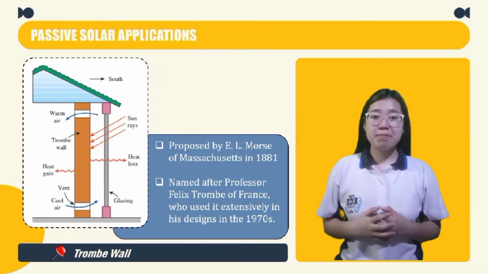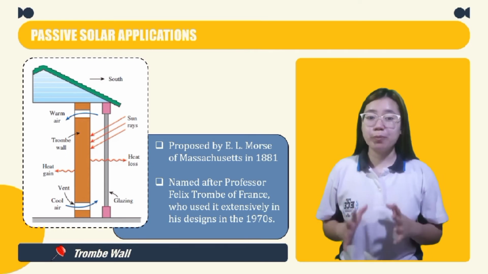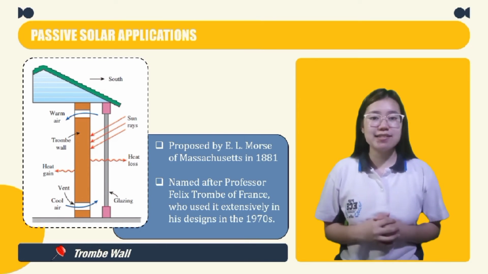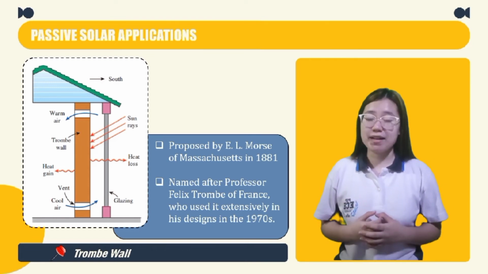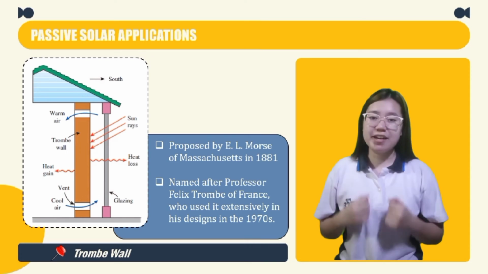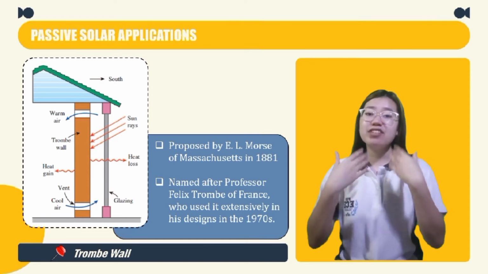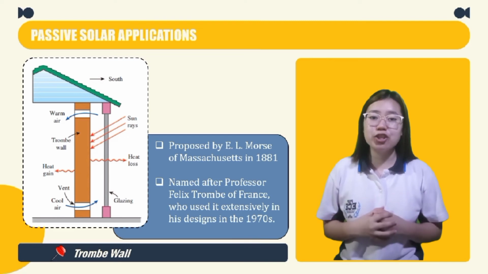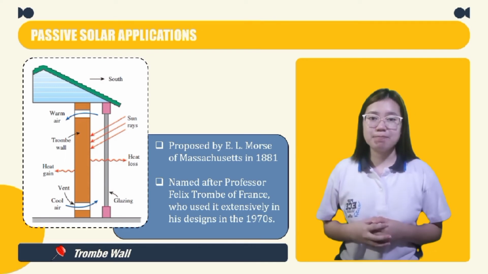The dark painted thick masonry walls you can see here in this picture is what we call the Trombe wall. It is proposed by E.L. Morse and named after Professor Felix Trombe of France, who used it extensively in his designs in the 1970s. It is commonly used in the south side of passive solar homes. So what we need to understand here is that this Trombe wall absorbs solar energy, stores it during the day, and releases it to the house during the night. That's why it is particularly effective in reducing heating energy consumption for mild winter climates. So to better understand how this works, this picture here is a good reference.